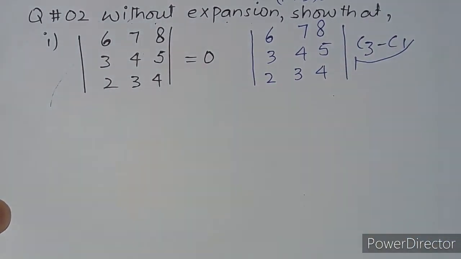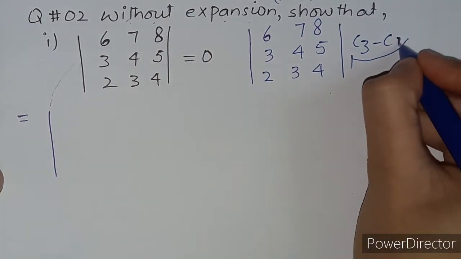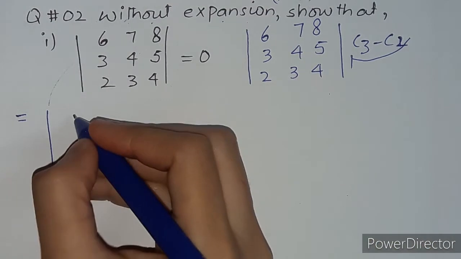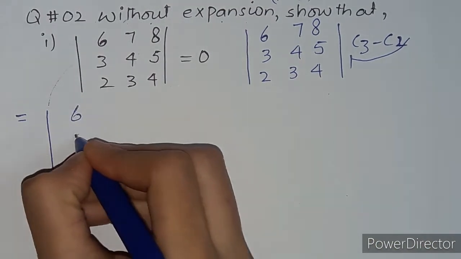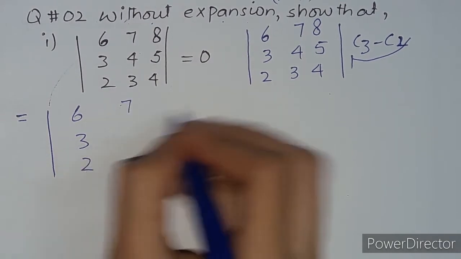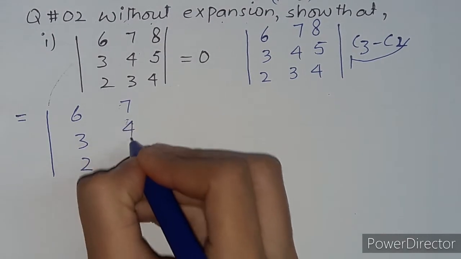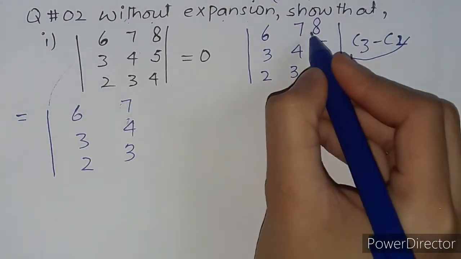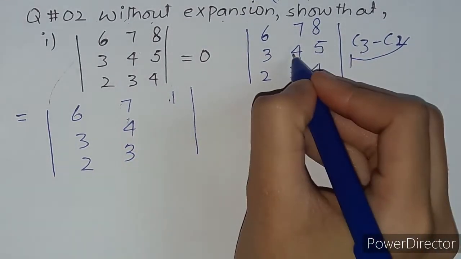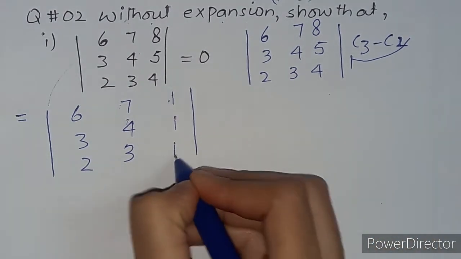We have to operate a separate operation in this question. So this is column 2, column 3 minus column 2. The first column remains the same, 3, 2, and the second column remains the same, we are just making changes in the third column. So 8 minus 7 is equal to 1, and 5 minus 4 is equal to 1, 4 minus 3, 1.